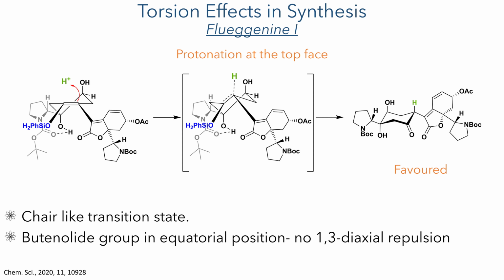If the half-chair intermediate is protonated at the top face, however, it forms a chair-like transition state and produces a product with the butynylide group in the equatorial position. This is a much lower energy pathway and explains why this product was formed in the reaction.